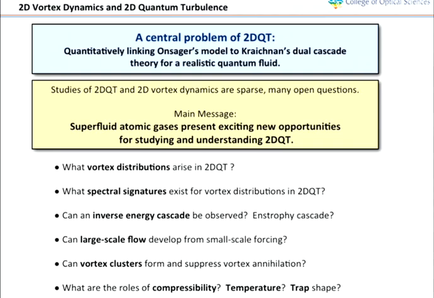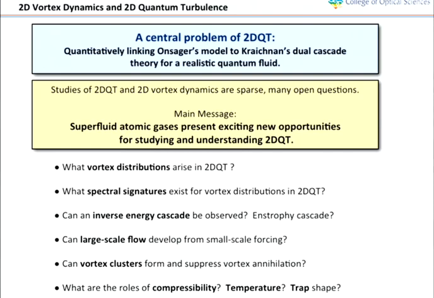What I'd like to see through experiments and numerics are answers to questions like, what kind of vortex distributions arise in two-dimensional quantum turbulence? What spectral signatures might exist? Can we see something like this k to the minus 5/3 spectrum? Can an inverse energy cascade be observed in a Bose-Einstein condensate? This has been an open question. Can large-scale flow develop from small-scale forcing? Is there this kind of end-time limit of a large conspicuous feature of the flow?